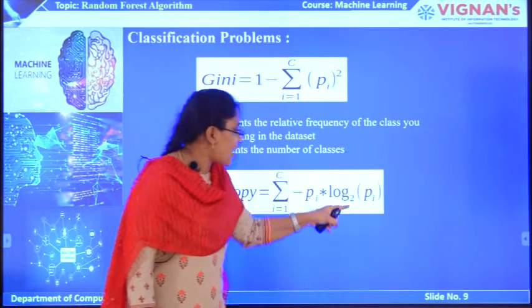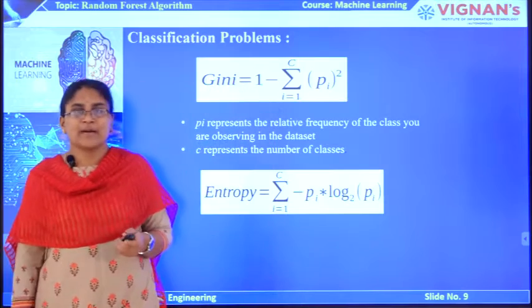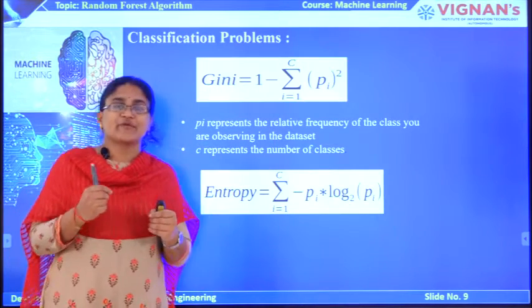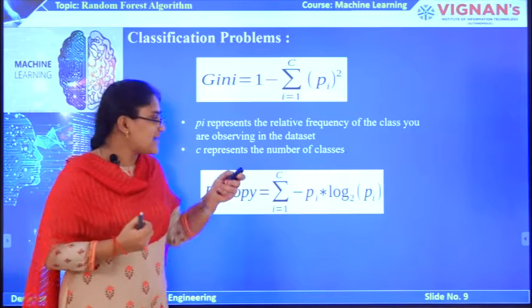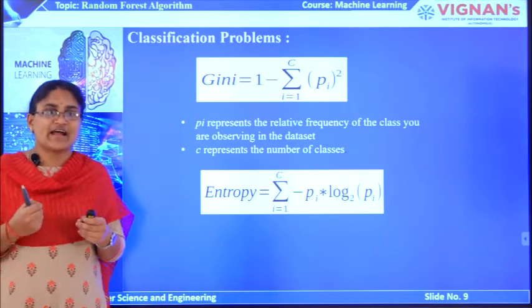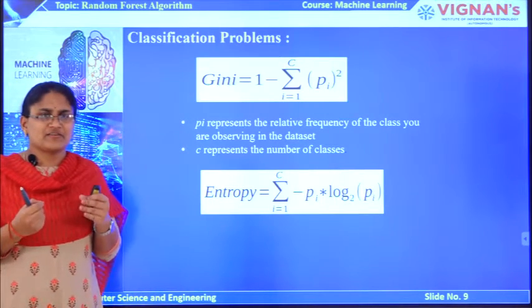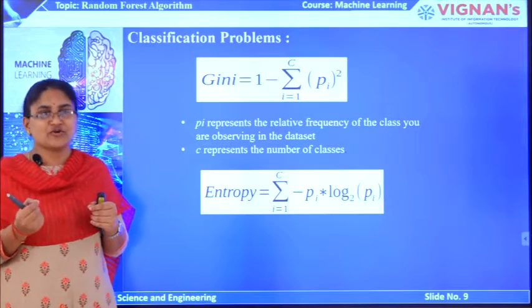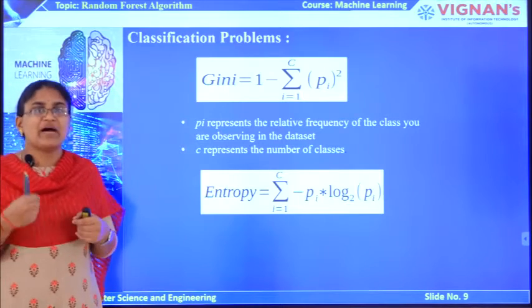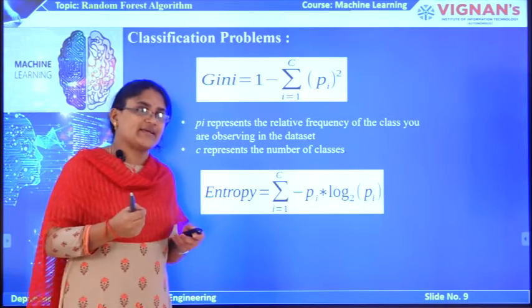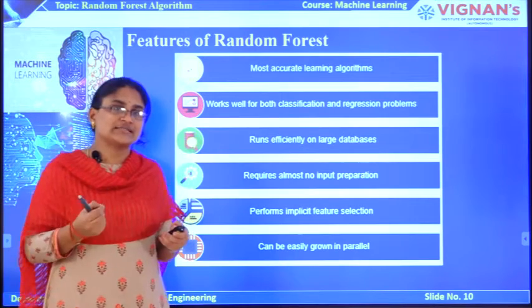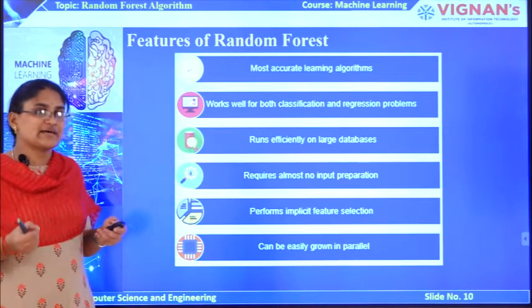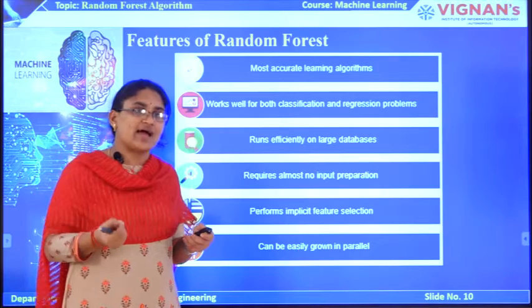Okay, these are the formulas we use for finding the purity or impurity of the selected attribute for our decision tree. These are the formulas used for finding the best attribute in our tree for the best split of a tree. Okay, these are the formulas the random forest algorithm uses. Next we will see some of the features of the random forest algorithm.